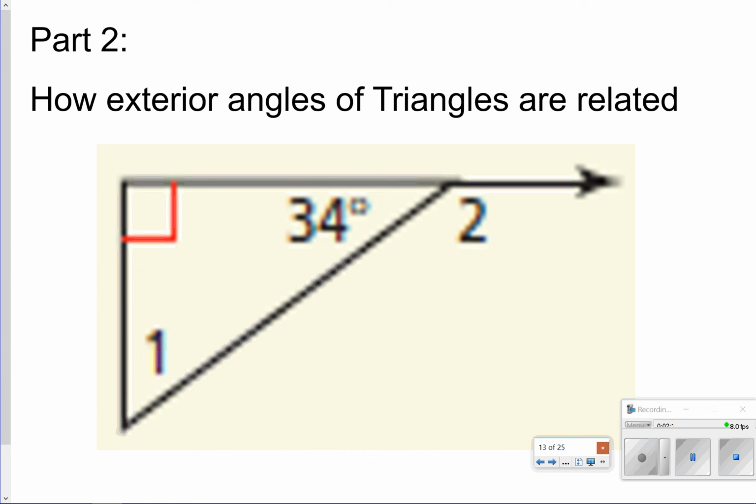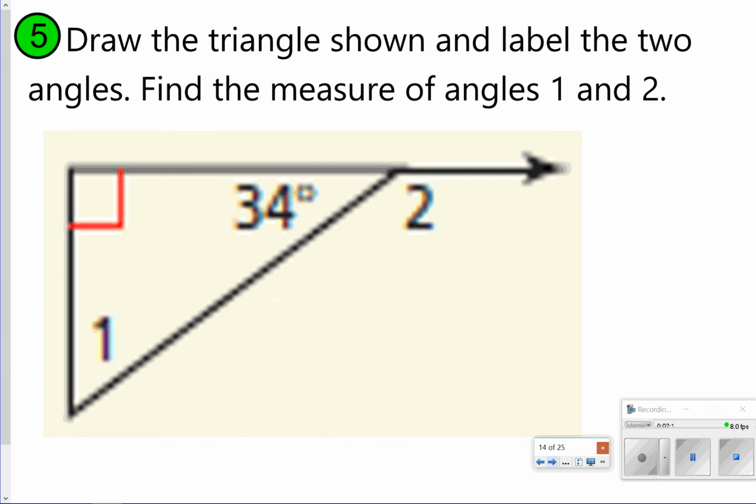Okay, so it's helpful if you write the equation first, like I did here, and then solve for x. The next part we're going to talk about is how exterior angles of triangles are related to their non-adjacent angles. What I want you to do now is go ahead and just find the measurements of angle 1 and angle 2. So let's go ahead and pause the video here so you can find angle 1 and angle 2 for number 5 in your notes, and once you're done, click play.